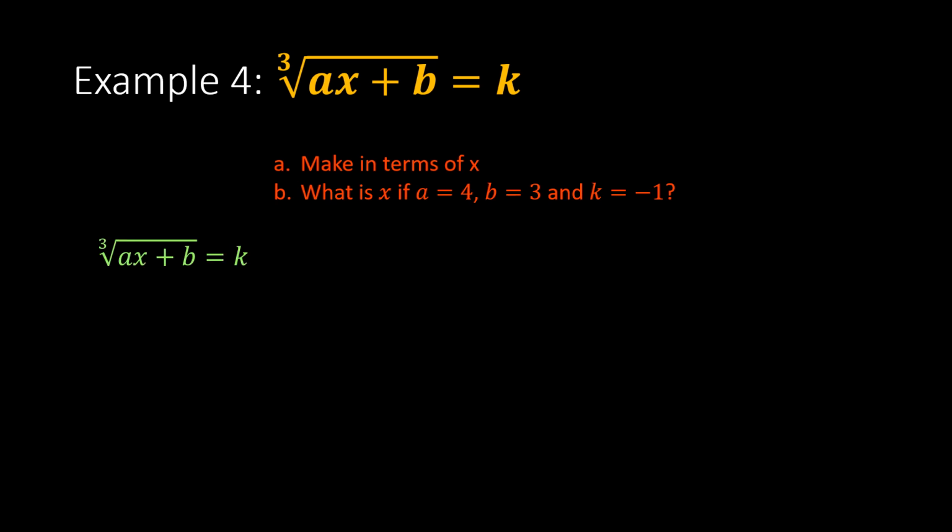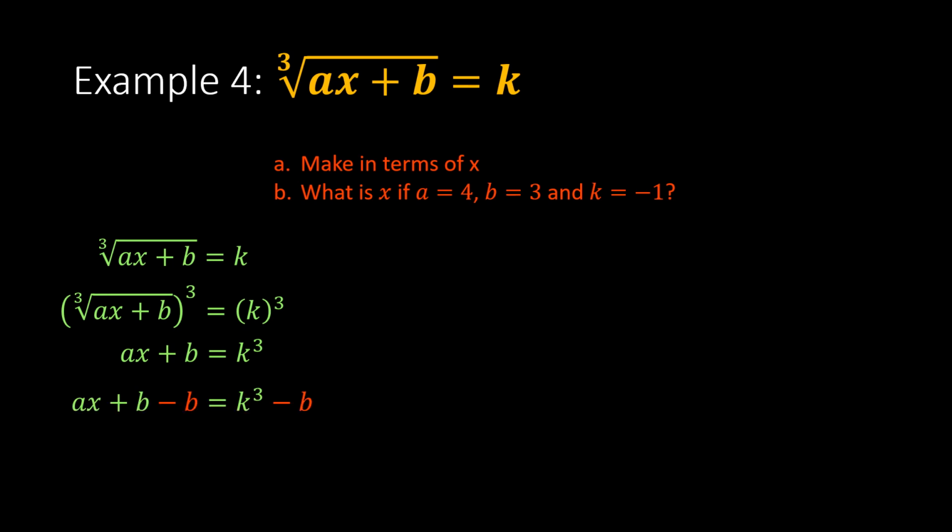So, we started with the equation, the cube root of ax plus b is equal to k. Now, if that is in cube root, you make it cube. So, you have the cube of the cube root of ax plus b is equal to the cube of k. Now, getting the cubes, we have ax plus b is equal to k cubed. Now, we subtract b from both sides so that we can isolate ax. So, the difference is ax equal to k cubed minus b.